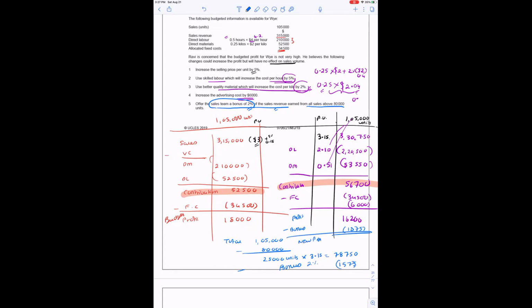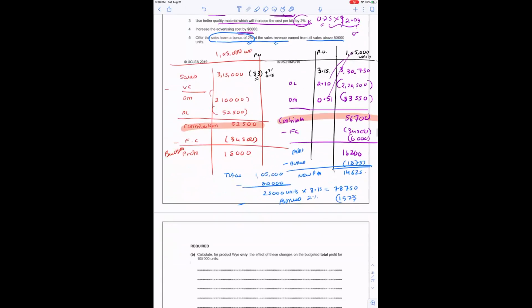The new profit is 16,200 minus 1,575, that is the bonus, 14,625. So my budgeted profit before was 18,000. New profit after implementing the changes is 14,625. That means I have an overall decrease of 3,375. This is the decrease.